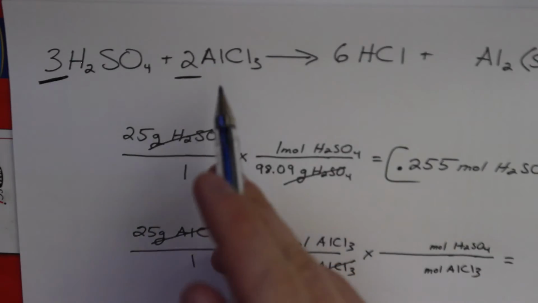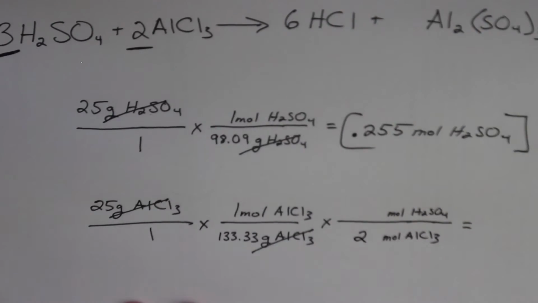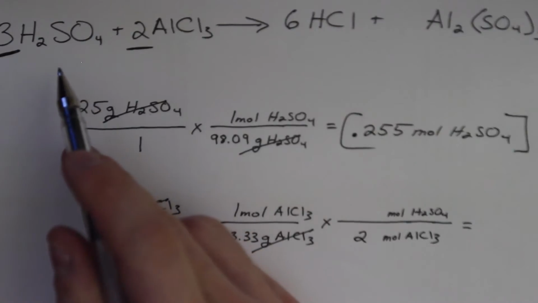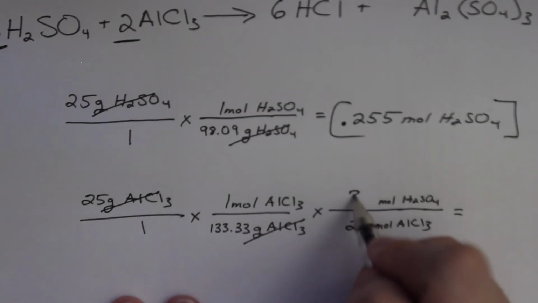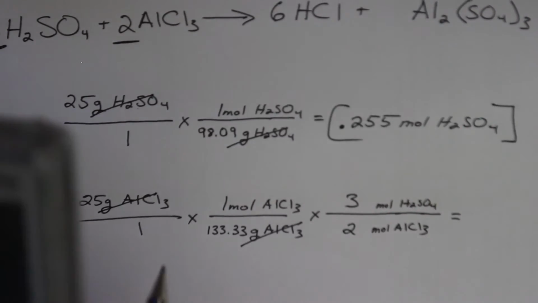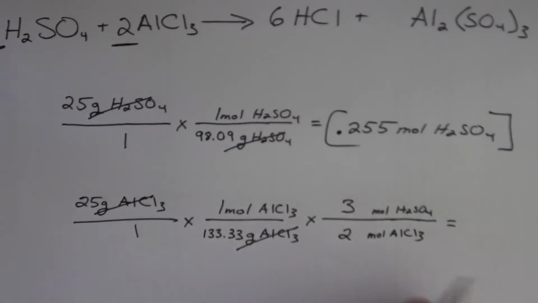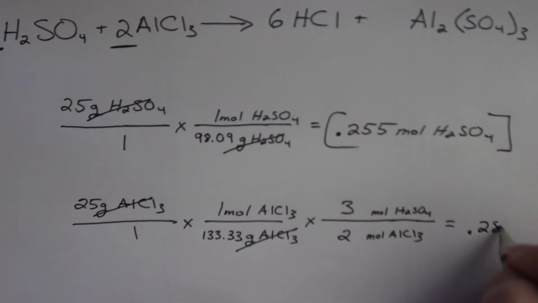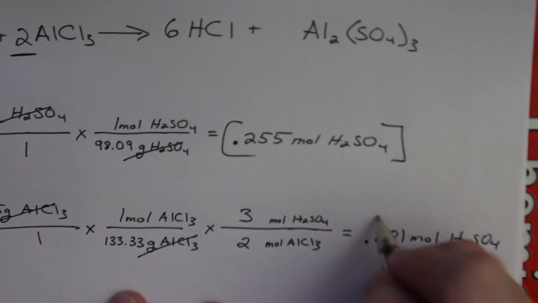So for AlCl3, the number in front of it is a 2. So we're going to go back down here and put a 2 in front of our moles of AlCl3. And then in front of sulfuric acid, we have a 3 up here, so we're going to go down to the bottom and put a 3. Lastly, we're just going to do this in your calculator. So you are multiplying 25 by 3, and we get 75. And we are going to divide that by 133.33 times 2, and we get 0.281 moles of H2SO4. Okay.